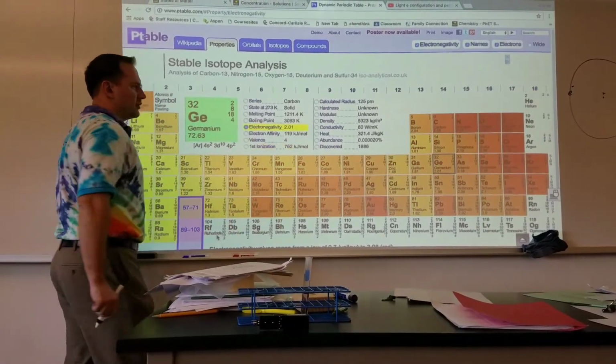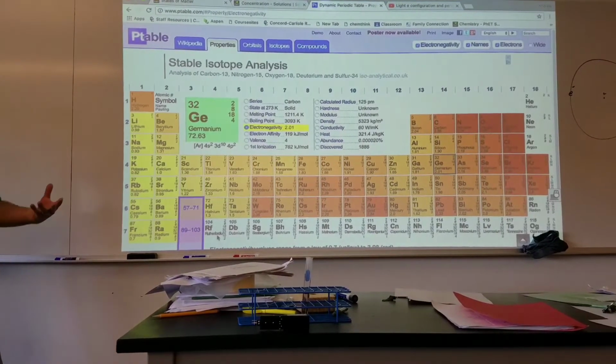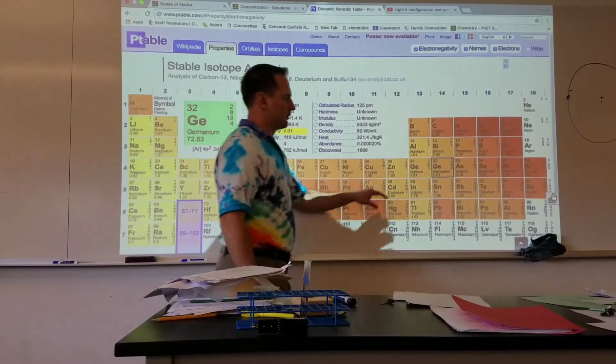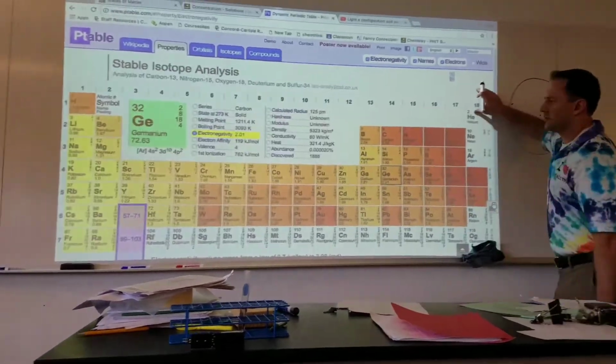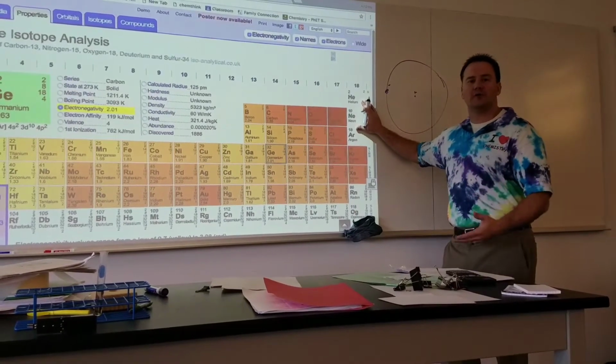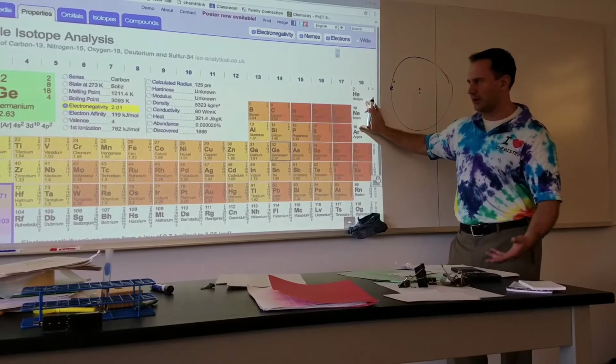Then, similarly, electronegativity represents the strength an atom has when attracting electrons in a bond. So you can see that the really weak ones are over here, and the really strong ones are up here. You might notice that some of the noble gases are left out. The reason for that is they don't form bonds, so they can't have any strength when attracting electrons in a bond if they don't bond.